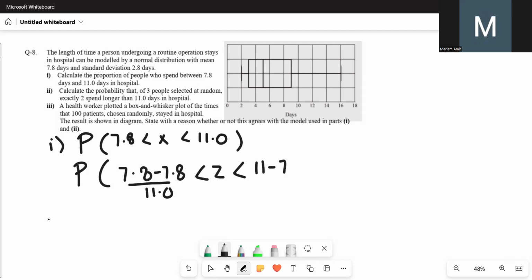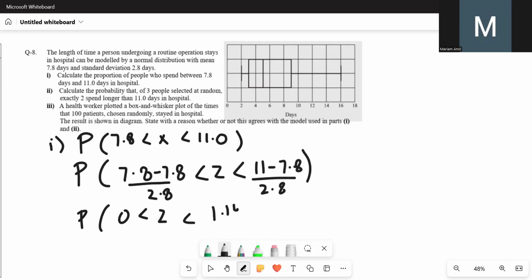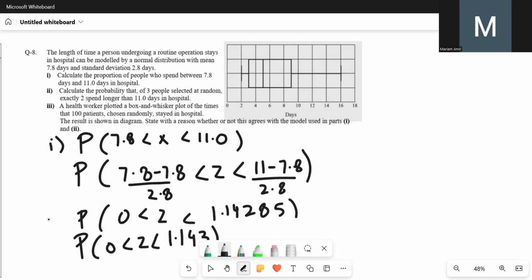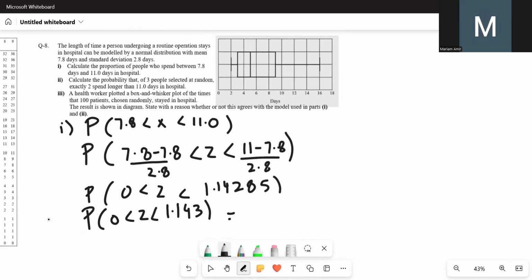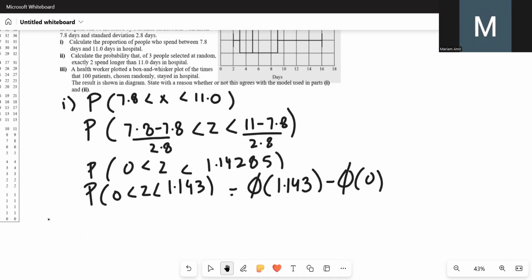X becomes Z now. Sorry, the standard deviation is 2.8. Okay, so we get a 0 here and we get 1.14285 here, but z-score is only needed till 3 decimal place, so 1.143 is good enough. Okay. Now we're going to use the normal distribution rule that when we have a range of values given like this, we find the probability that z is less than 1.143 minus probability z is less than 0. Okay, so let's find the probabilities for both of these z-scores, 1.143 and 0.